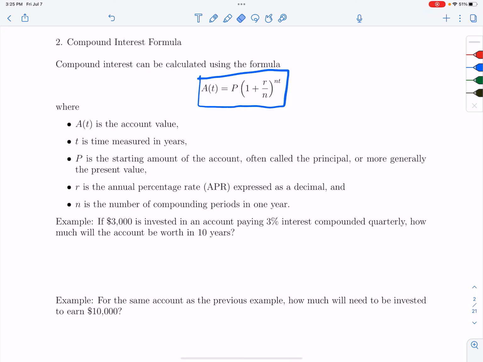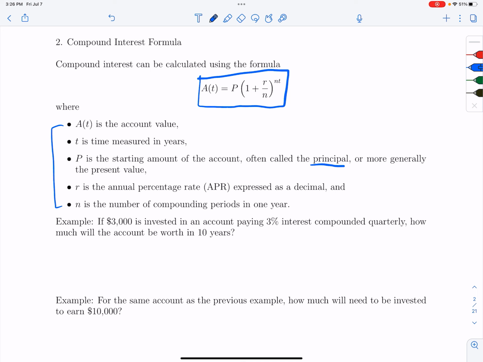Here are all the variables, what everything represents. A of t is the account value at time t. t is the time measured in years. P is the starting value. It's often called the principal. That's why it has a P there. r is the annual percentage rate, and we write that as a decimal. We'll see an example, but we always turn the percentage into a decimal. And n is the number of compounding periods in 1 year. Usually, if it's a credit card, this is compounded 12 times per year, but there's other possibilities as well.